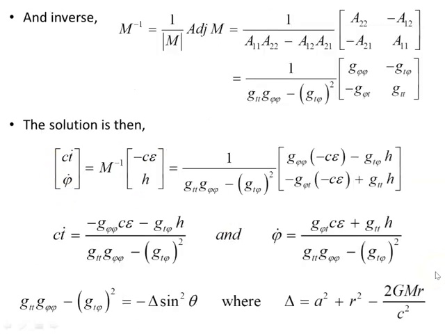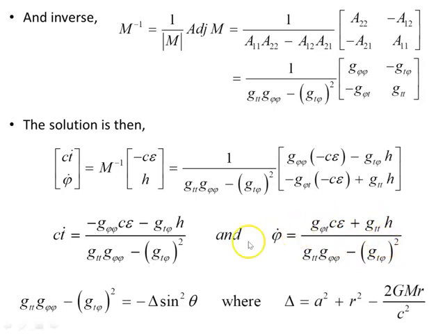Okay, now the inverse, M inverse, is 1 on the determinant times the adjoint of the matrix. The adjoint just came from swapping these two and putting negatives on these two. When we do that and put that in, we get this, and the solution then, ct dot and phi dot, is M inverse times minus c epsilon h, this object here. And when we multiply that out, ct dot gives us this object, and phi dot gives us this object here.